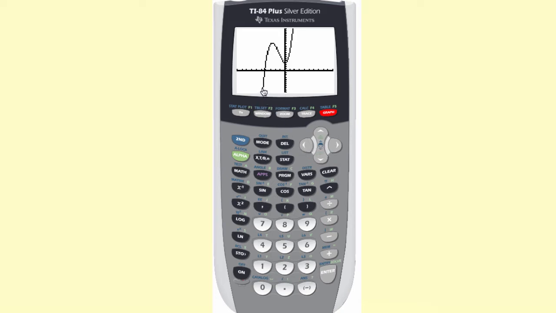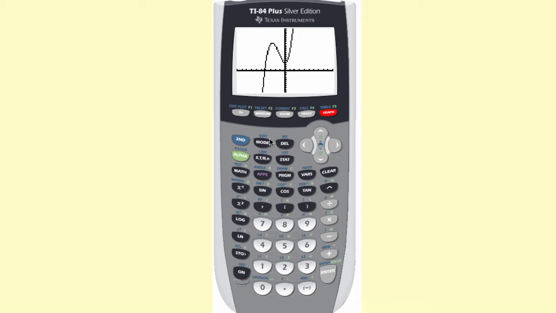So you can see the graph is going uphill here, and then hits a local maximum, downhill to a local minimum, and then uphill again. So uphill from left to right means increasing. Downhill from left to right means decreasing. And then uphill again means increasing. And constant would be a horizontal line.